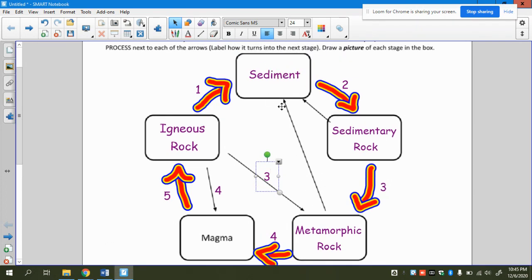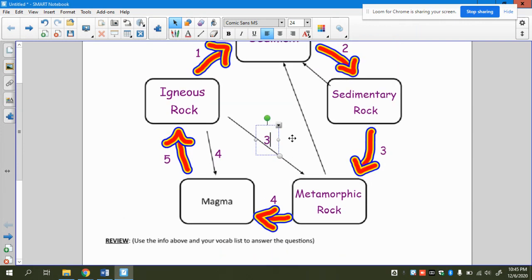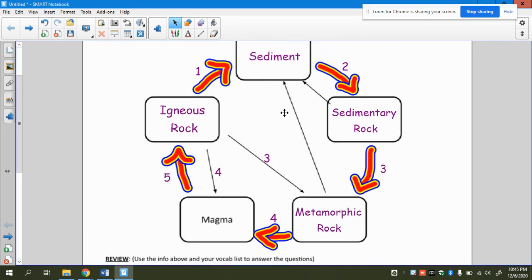Anything breaking into sediment is always going to be weathering and erosion. So that's my number 1. So metamorphic rock breaking into sediment is weathering and erosion. Sedimentary rock breaking back into sediment is weathering and erosion. So all the arrows pointing at number 1, or pointing at sediment, should be a number 1.